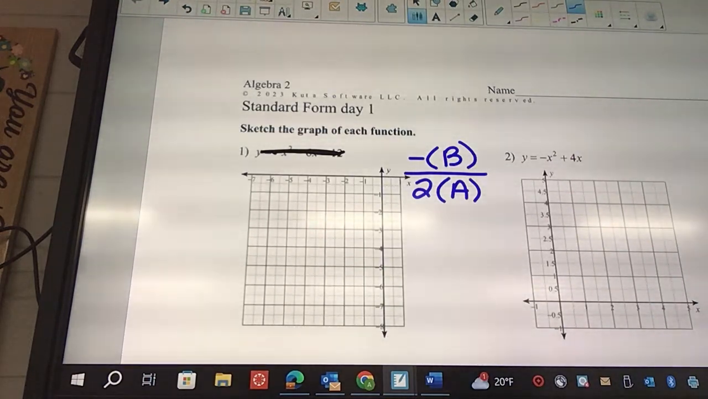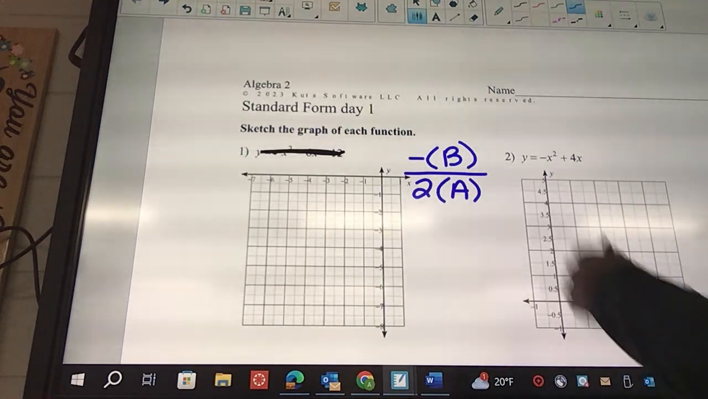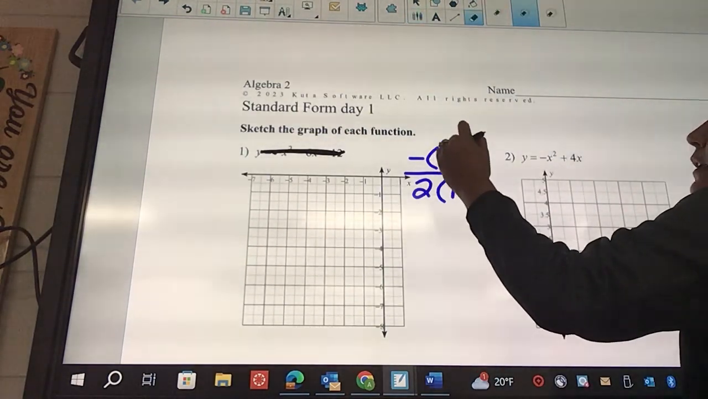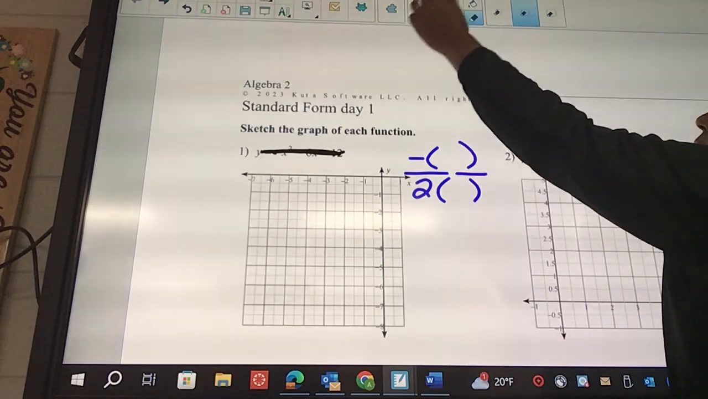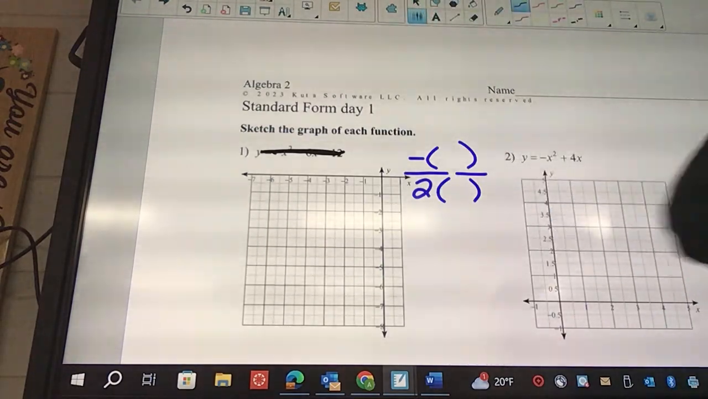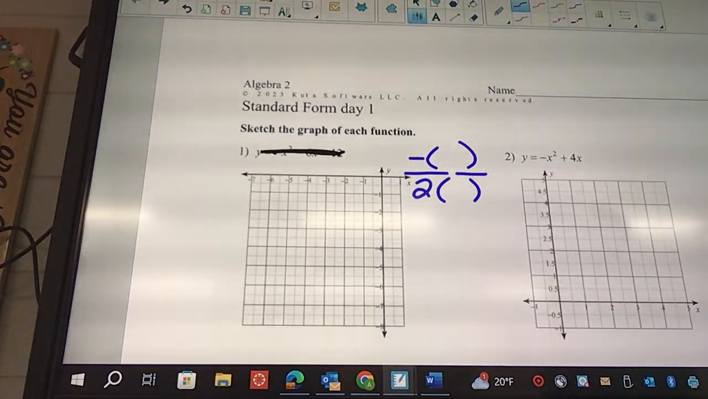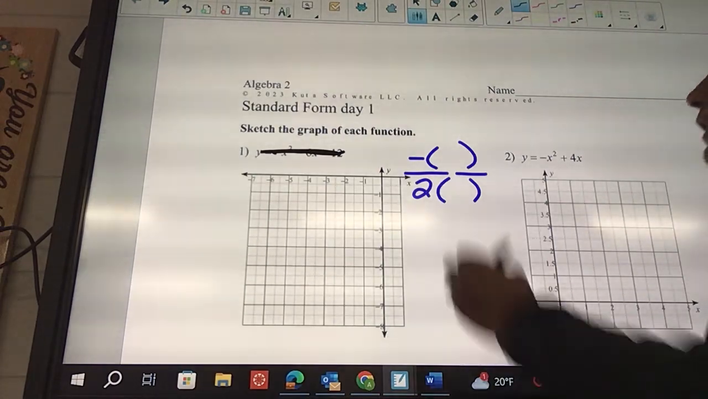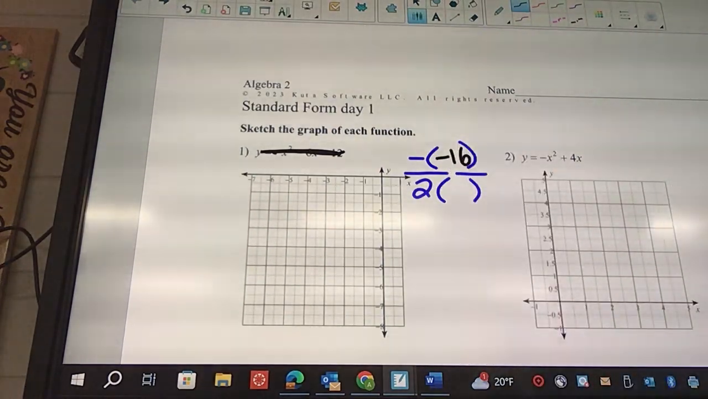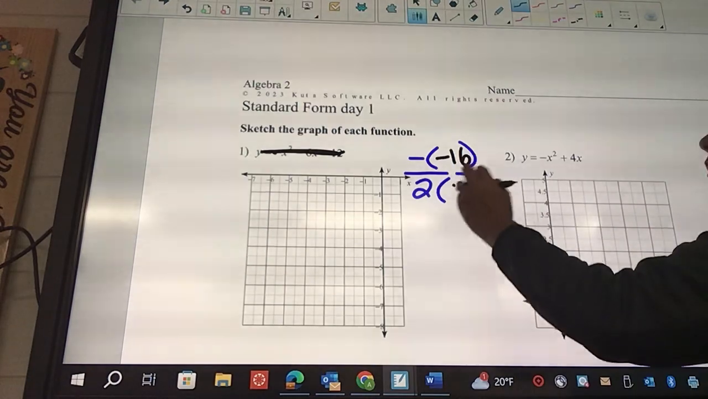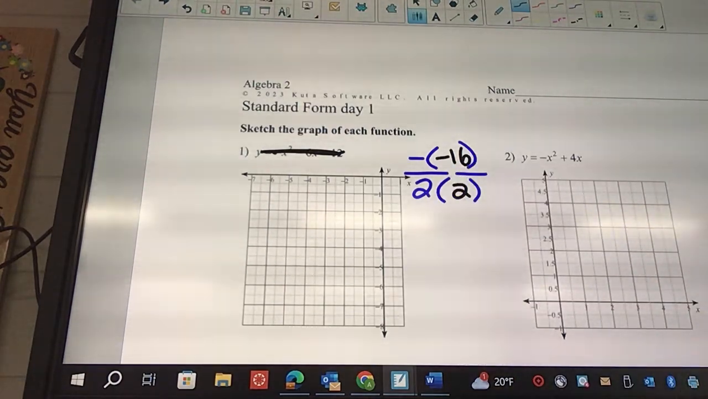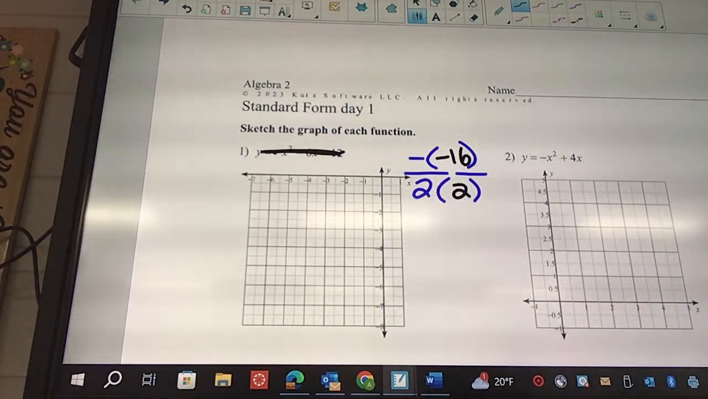I always write mine out and then I go through and erase the B and erase the A, that way I don't mess anything up. What is the B? Negative 16. What's the A? 2. Okay, so we're going to type that in the calculator and see what you get. 4.